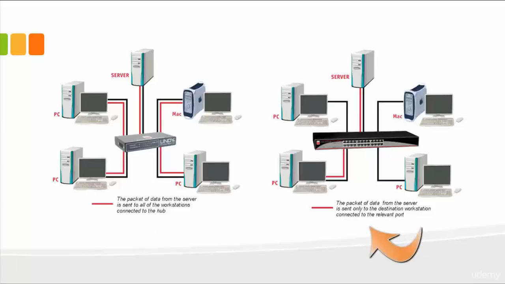On the right side of the screen, you'll notice the same scenario, but this time we've implemented a switch. So now the packet of data from the server is sent only to the destination workstation connected to the relevant port. So here, once the signal is sent from the server, it goes only to the PC that is being destined. So in this lesson, I just wanted to highlight the important functions and differences between hubs and switches.